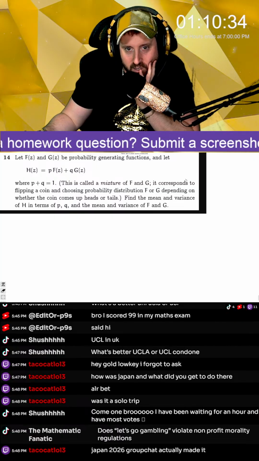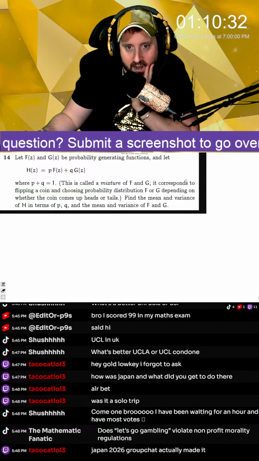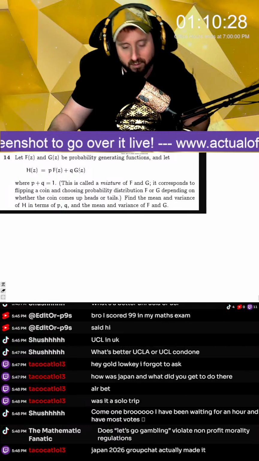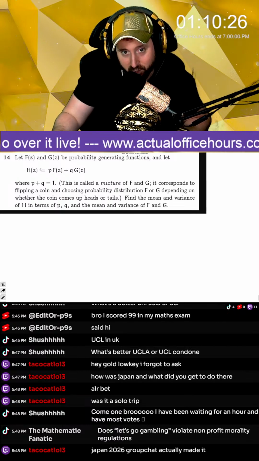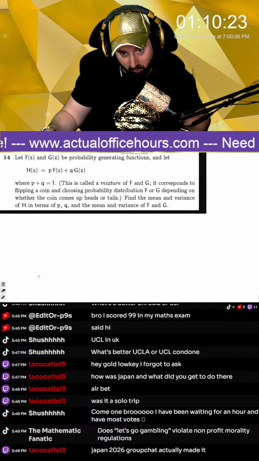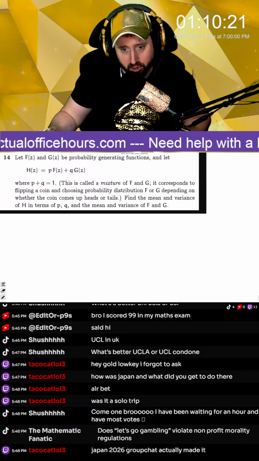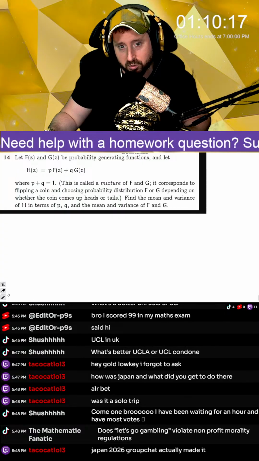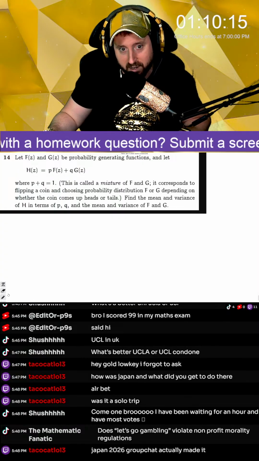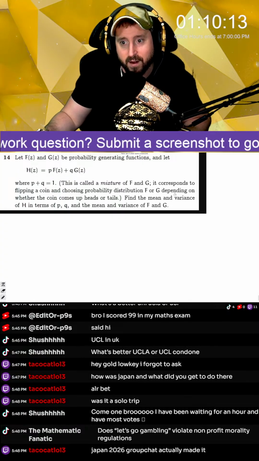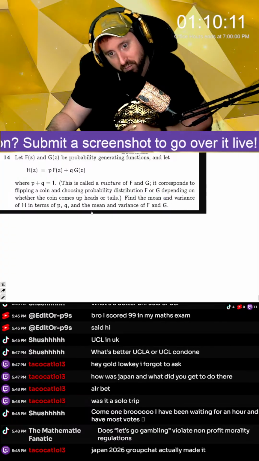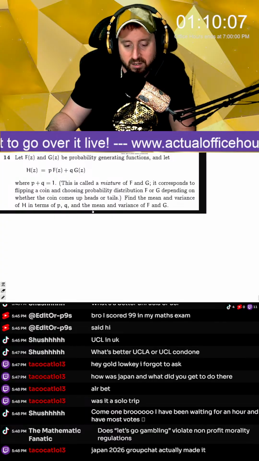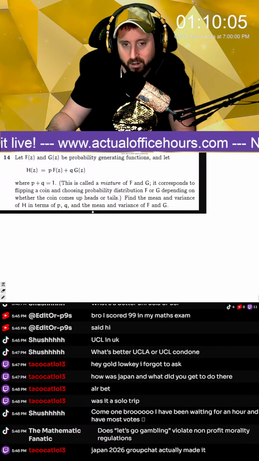Let f of z and g of z be probability generating functions. Let h of z be a summation of the two, where p plus q is equal to 1. I like that because I need the total probability to add up to 1. This is called a mixture of f and g, and it corresponds to flipping a coin and choosing a probability distribution f or g depending on whether the coin comes heads or tails. Find the mean and the variance of h in terms of p and q, and the mean and the variance in terms of f and g. Oh, wow.